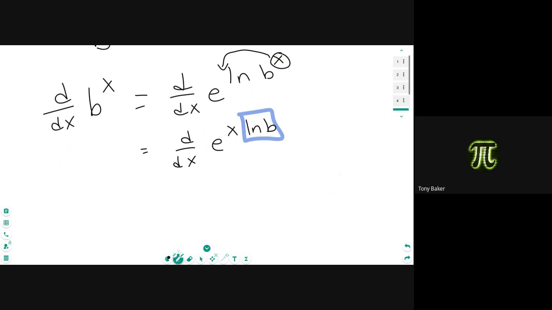Okay. So now let's do our chain rule, because I have e raised to something else. So u is going to be x ln of b. So what's u prime? What's the derivative of x ln of b? Just ln of b. What's the derivative of 3x? 3. Derivative of 5x? 5. If ln of b is a constant, it's no different than 3 and 5. So in this case, that's just ln of b.